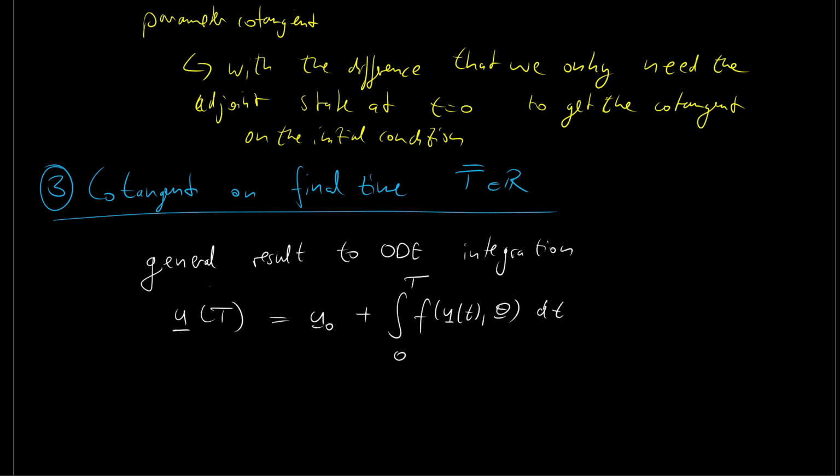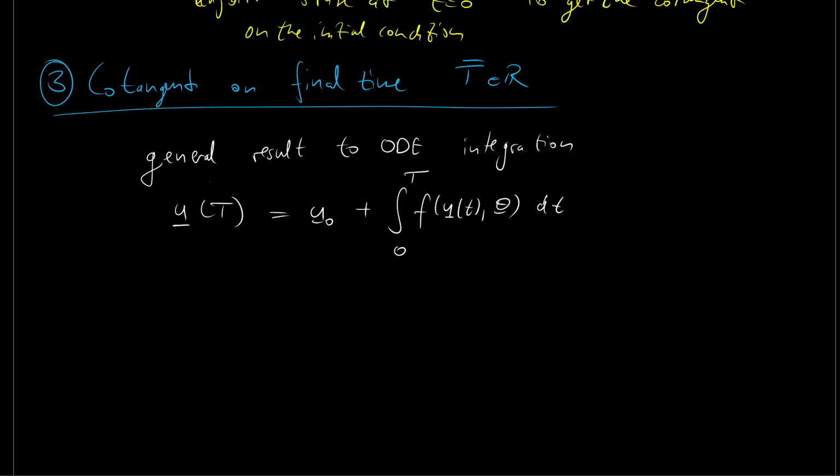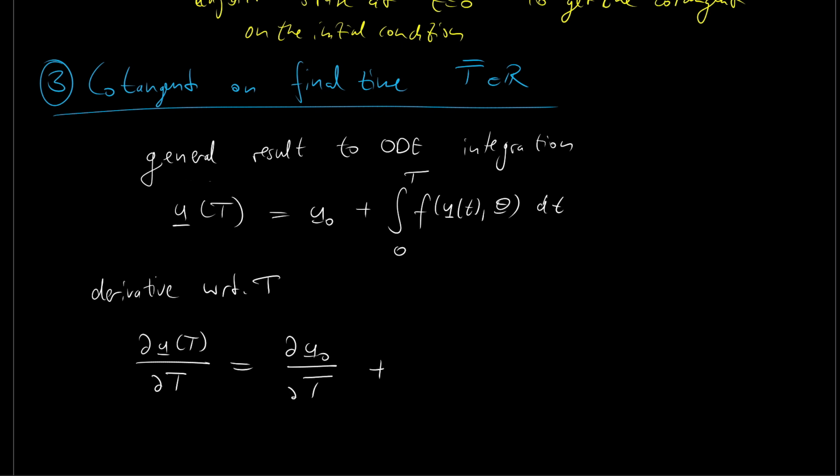Let's take the derivative of this expression with respect to t. So we will take the derivative with respect to t, or in other words, the derivative with respect to the length of the integration horizon. So this will be the derivative of u at capital T with respect to capital T is equal to the derivative of the initial condition with respect to capital T, plus, and then the derivative of an integral where the t appears in the upper limit of integration.